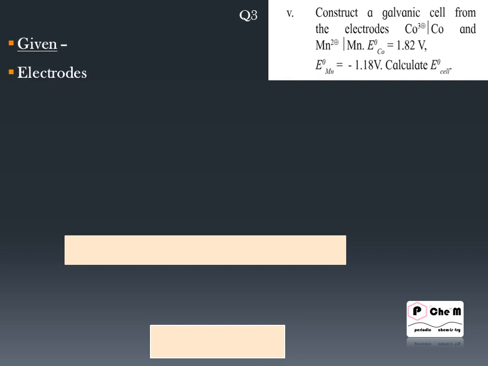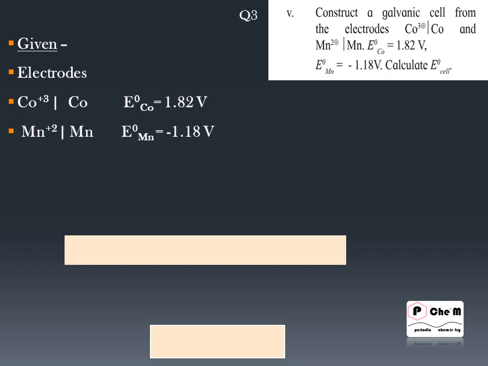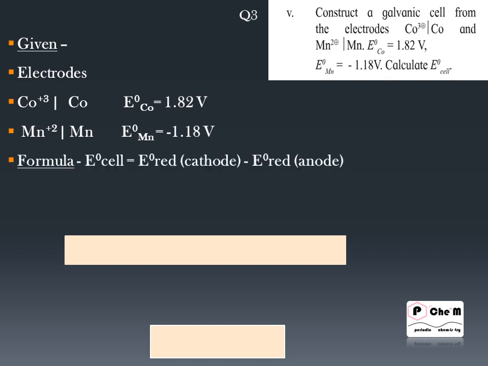The given terms are the electrodes, cobalt 3+ ions with cobalt electrode, and the standard reduction potential of cobalt is 1.82 volts, while Mn 2+ ions with Mn electrode and standard reduction potential of Mn, that is manganese, is minus 1.18 volts. Formula to use will be the same, that is E naught cell is equal to E naught reduction of cathode minus E naught reduction of anode.